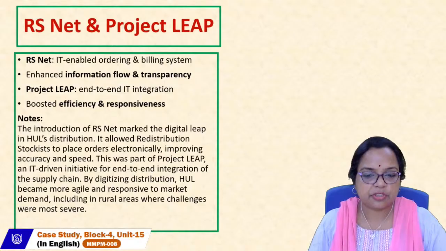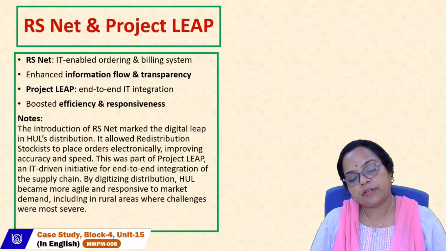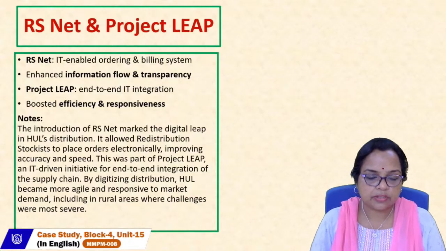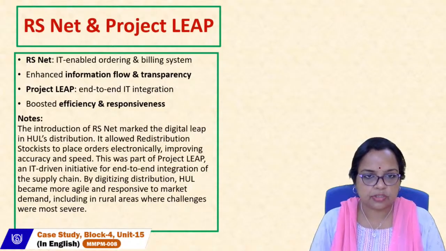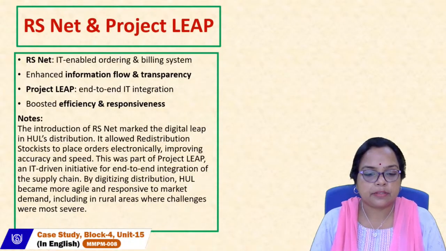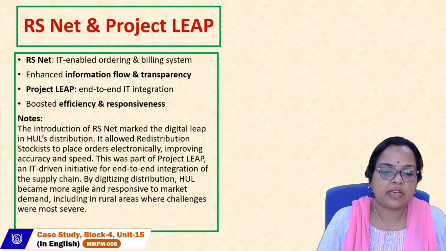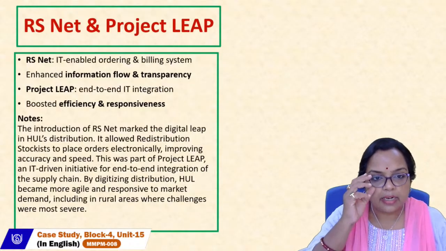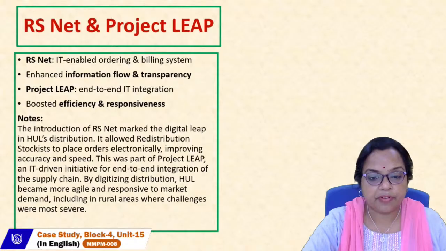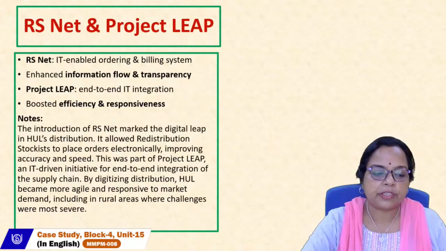By digitizing the distribution, HUL became more agile and responsive to market demand, because retailers found it very convenient to place their orders through this particular project. There was an efficiency development in ordering and getting the inventory. Enhanced information flow and transparency was visible. This ultimately boosted the efficiency and responsiveness of the entire distribution channel. The entire distribution channel gained speed due to RSNet and Project Leap of HUL.